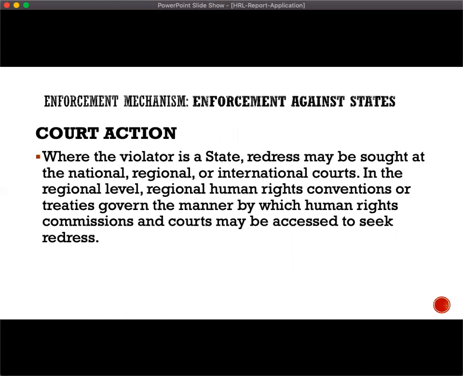So for a cause of action where the violator is a state, redress may be sought at the national, regional, or international courts. At the regional level, regional human rights conventions or treaties govern the manner by which human rights commissions and courts may be accessed to seek redress.